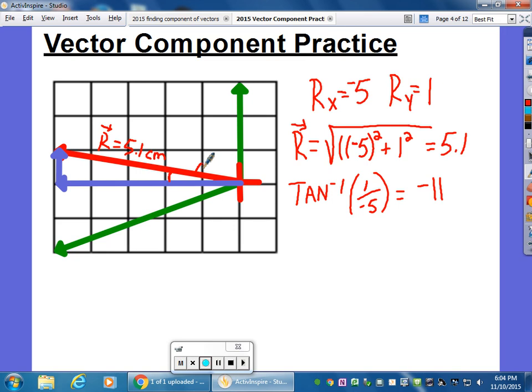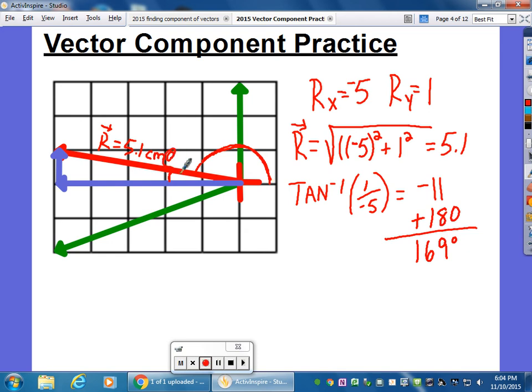Standard form references everything in terms of the 0 degree axis, so it's a 360 degree circle. It doesn't break it down into the quadrants. So what we want is the complementary angle, and in order to acquire that, you can just add 180 degrees to this negative number, and you will get this particular angle right here, which turns out to be 169 degrees.